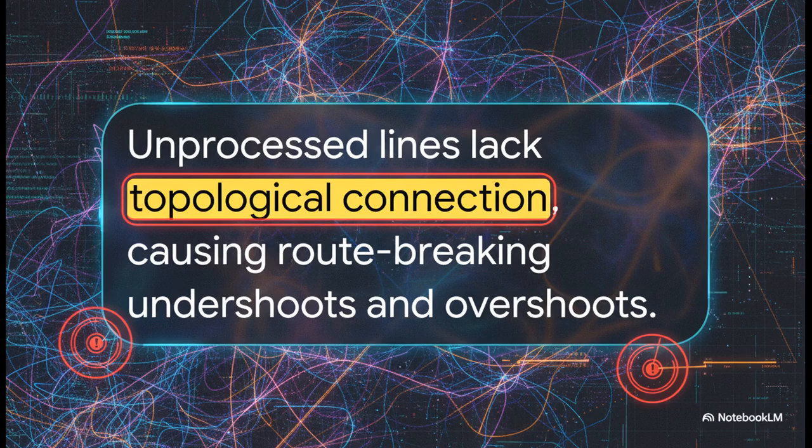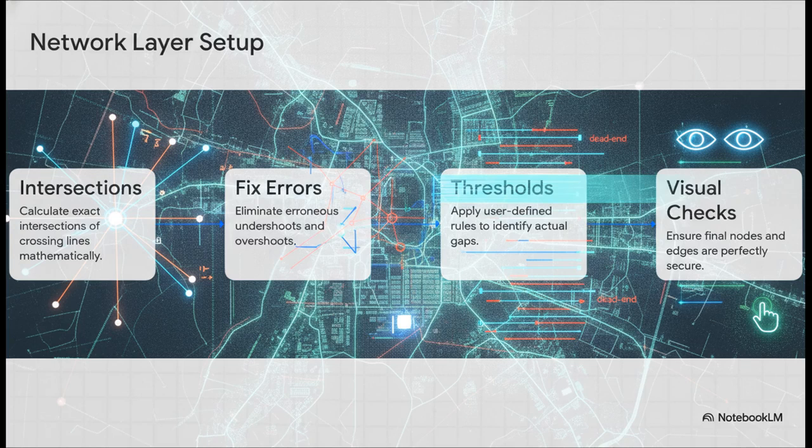Because there's no topological connection there, a route-finding algorithm is going to completely fail. It'll hit tiny microscopic gaps between lines, called undershoots, or lines that cross over too far, called overshoots, and the GPS routing will just break. So to fix this spaghetti data, we have to build a highly functional network layer using topology. This is a rigorous process. The system has to mathematically calculate the exact intersections of crossing lines and automatically eliminate those erroneous undershoots and overshoots.